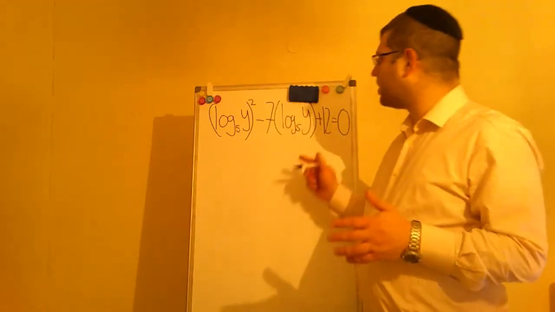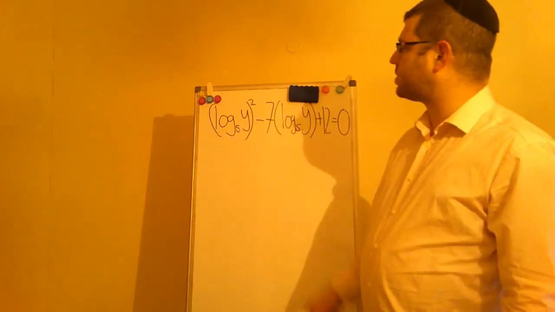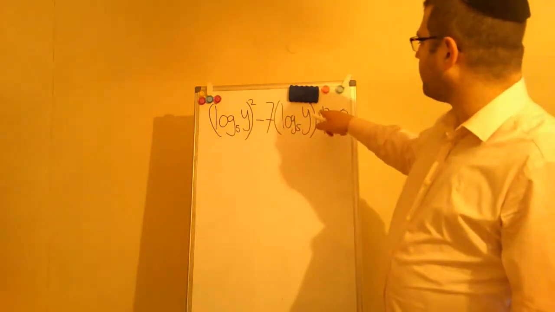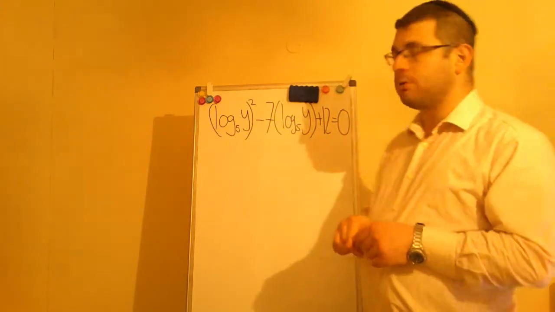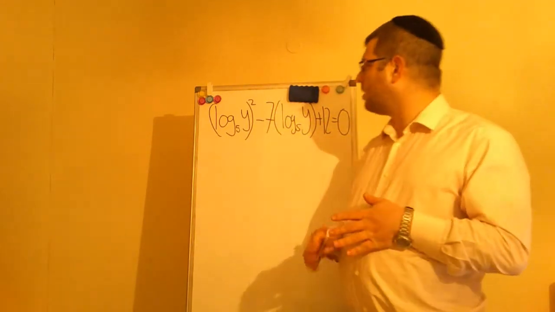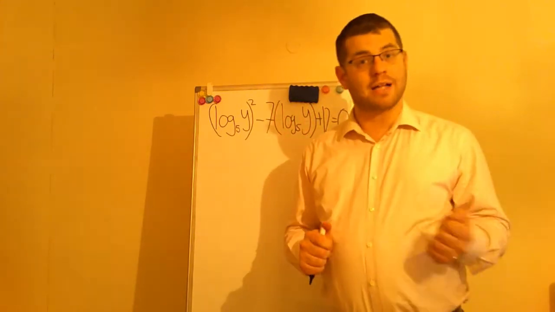Okay, so have a go at this question here. It says log 5 y in brackets, squared, minus 7 log 5 y in brackets, plus 12 is equal to 0. It's not exactly the same as the previous example, but it uses the same ideas. So get that down, pause the video and have a go.